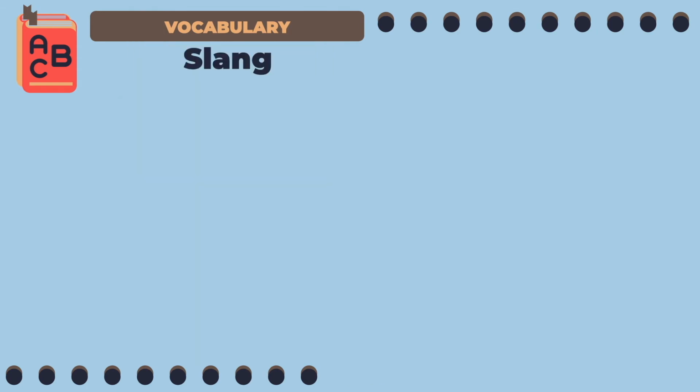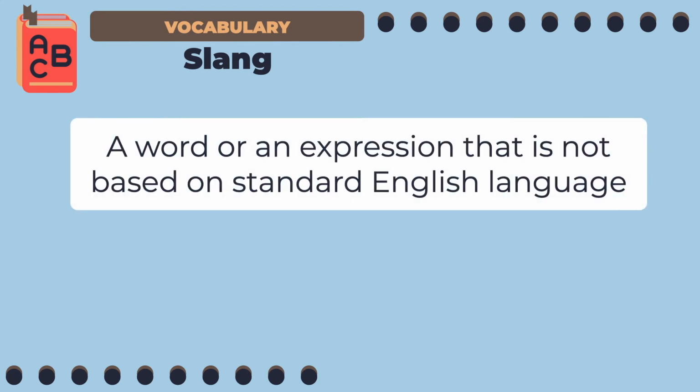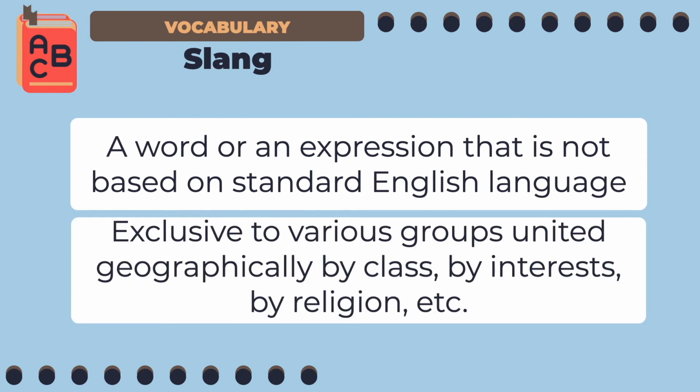Another type of language is slang. It is a word or an expression that is not based on standard English language. Slang is exclusive to various groups united geographically, by class, by interest, by religion, and so on. Moreover, it is produced largely by social groups such as racial minority communities, armed forces, rappers, political organizations, rather than by individual speakers.